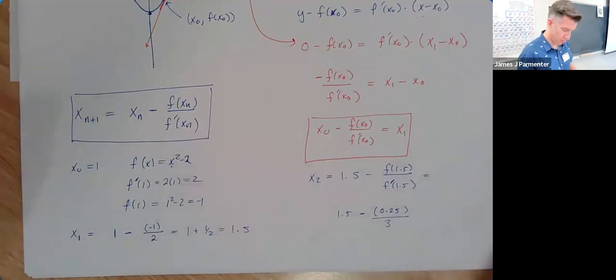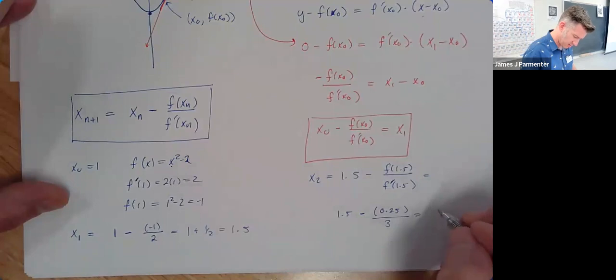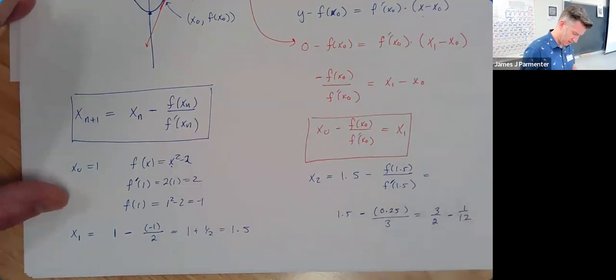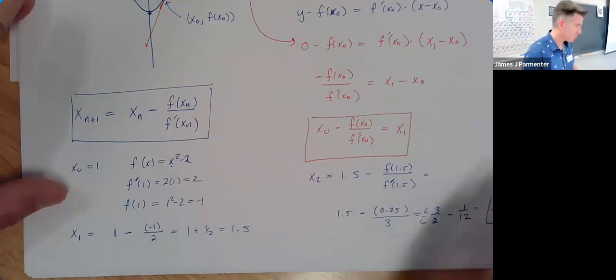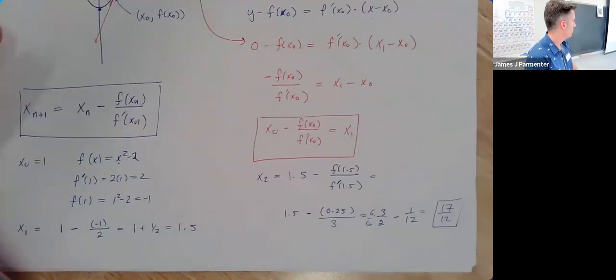And then things start getting terrible. This is equal to what? 3 over 2 minus 1/4 divided by 3 is 1/12. And then you can multiply this by 6 over 6 and get 17/12. But as you can see, the further you go, the worse the numbers are going to get. And usually after a couple iterations, you typically have to pull out a calculator and start using a calculator to find the next things.